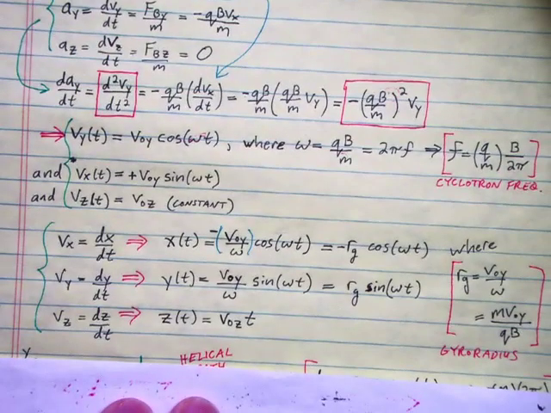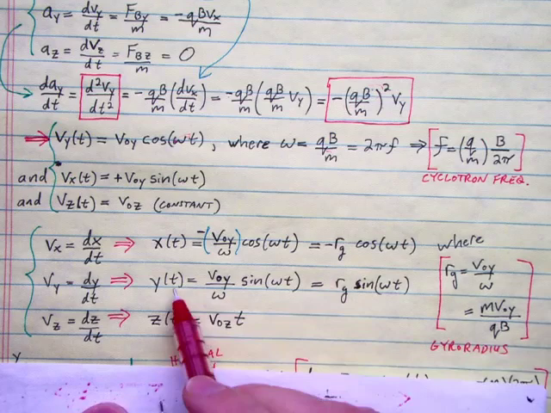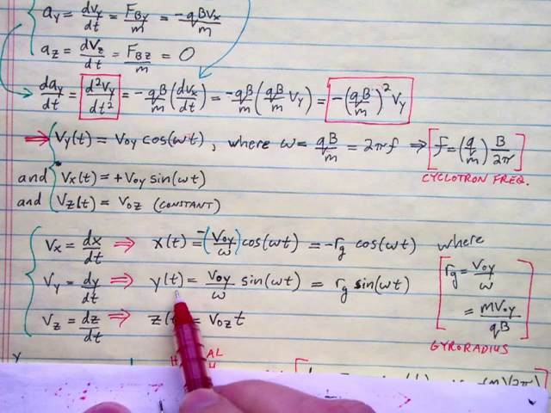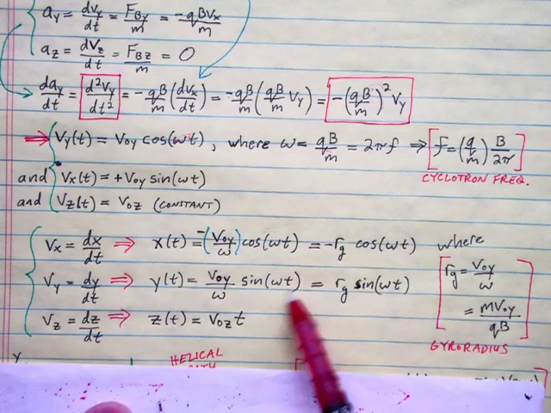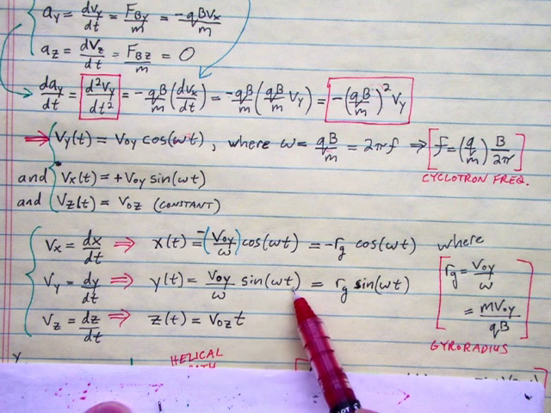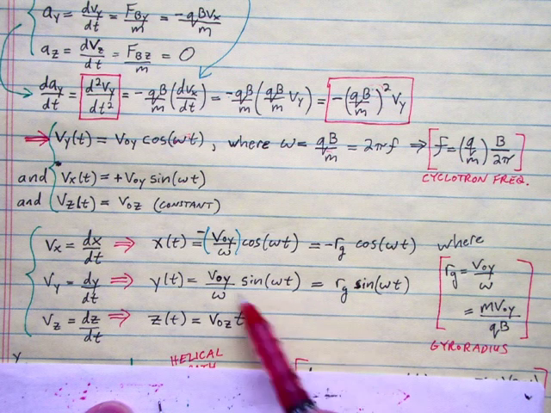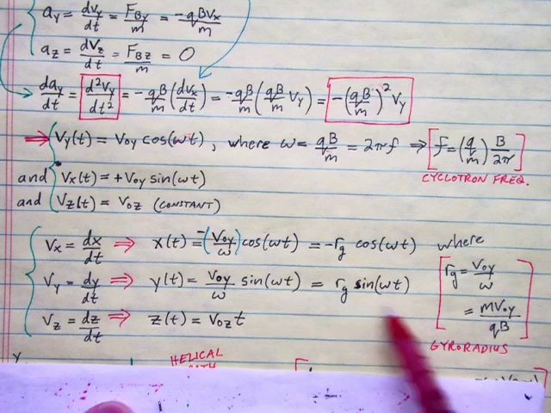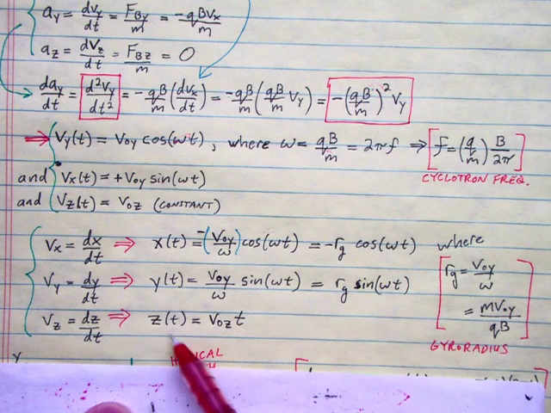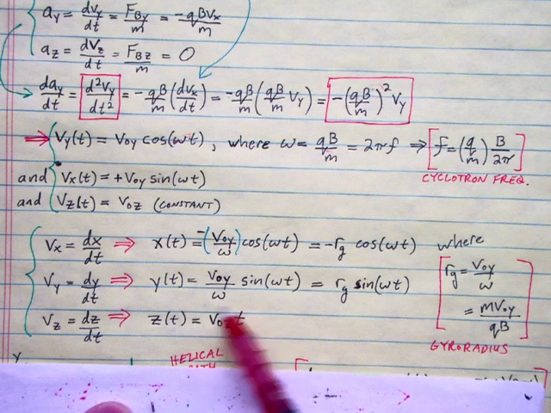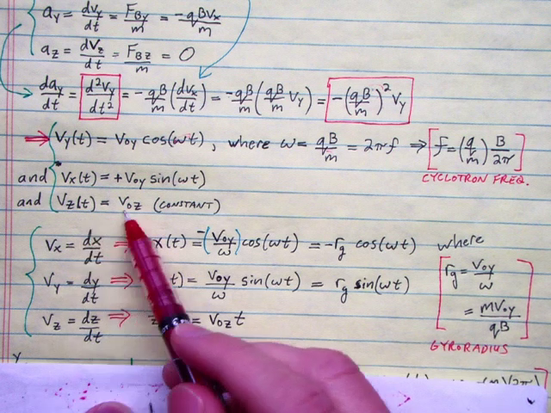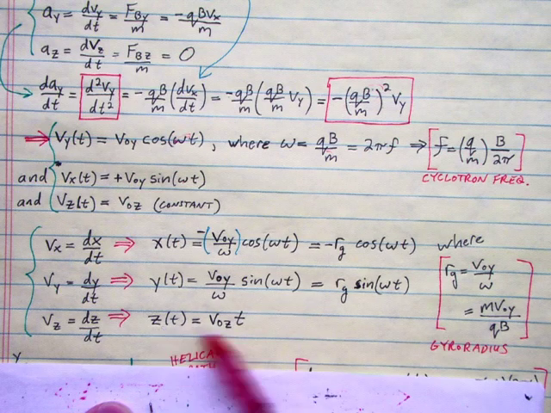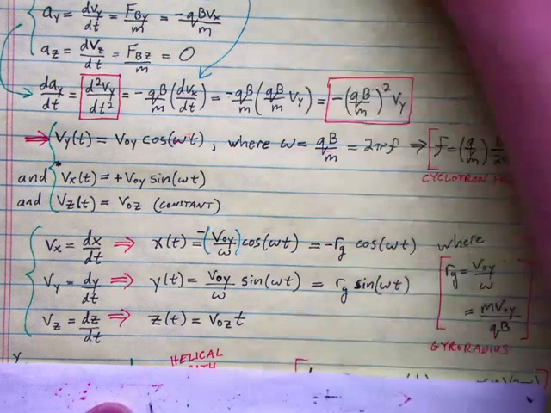Likewise, the y component of the position as a function of time can be found by integrating this function, which gets us this. It'll be a sine function since at time 0, y is 0. Again, v naught y over omega is our gyro radius. And then z as a function of time is just this linear function since v naught z is a constant, or since vz is a constant. We can let z equal 0 at time 0 to get that.